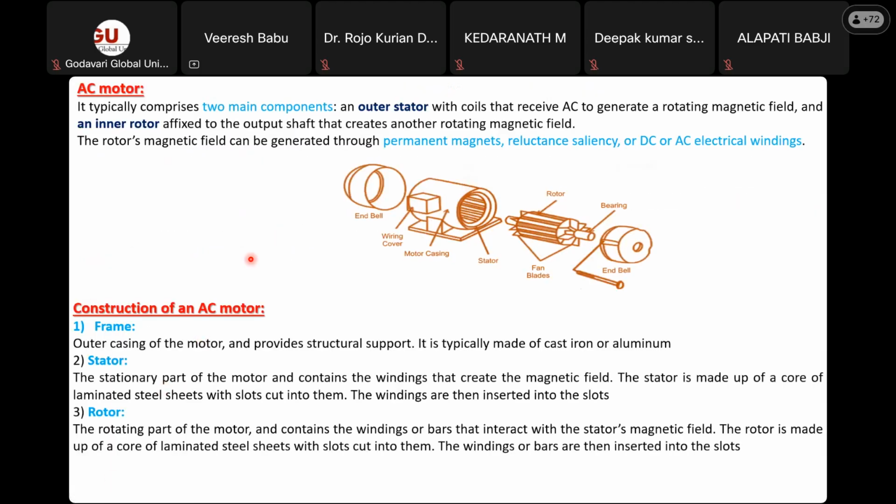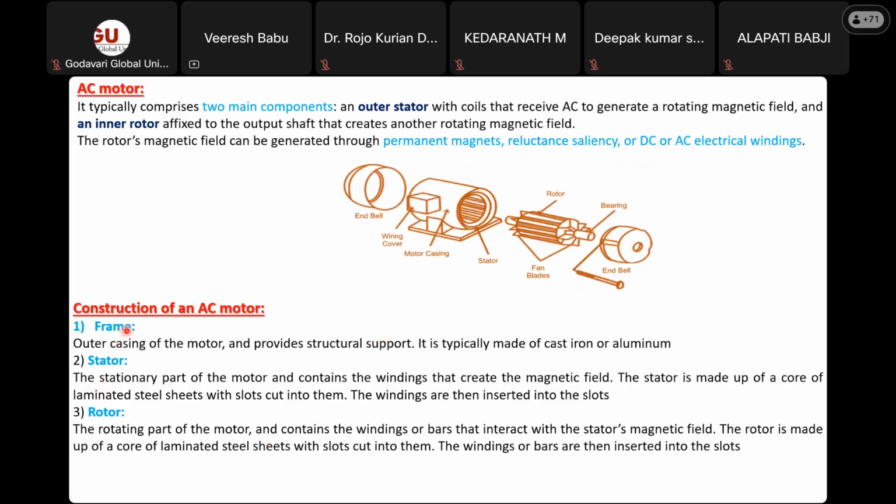Okay, and coming to AC motors, the AC motor configuration is like this. You can see it. It typically comprises two main components: an outer stator with coils that receive AC to generate a rotating magnetic field, and an inner rotor affixed to the output shaft that creates another rotating magnetic field. The rotor's magnetic field can be generated through permanent magnets, reluctance saliency, or DC or AC electrical windings.